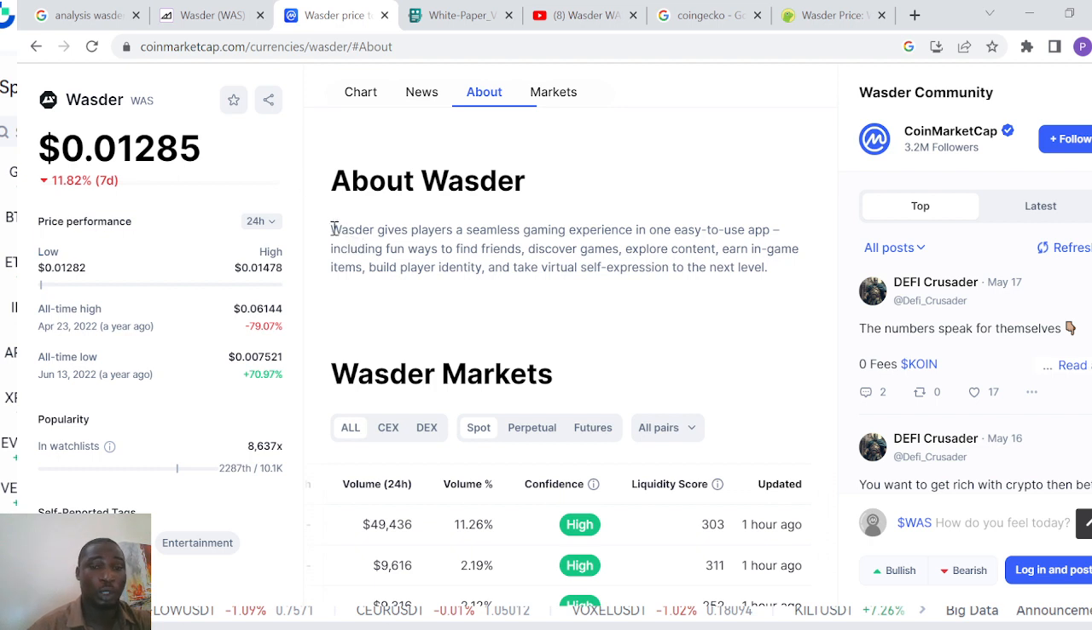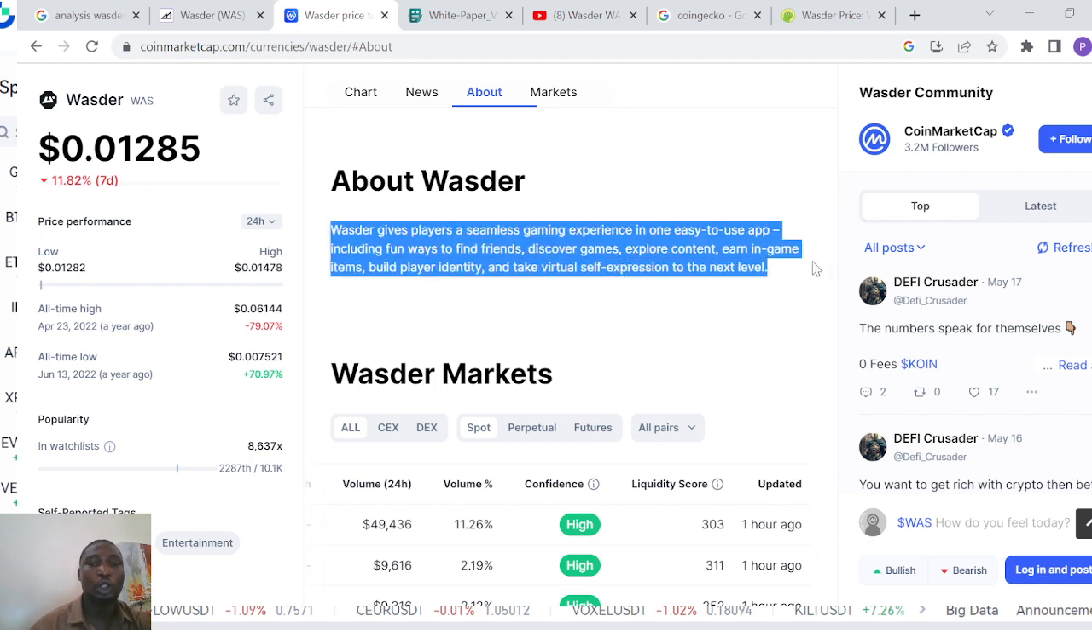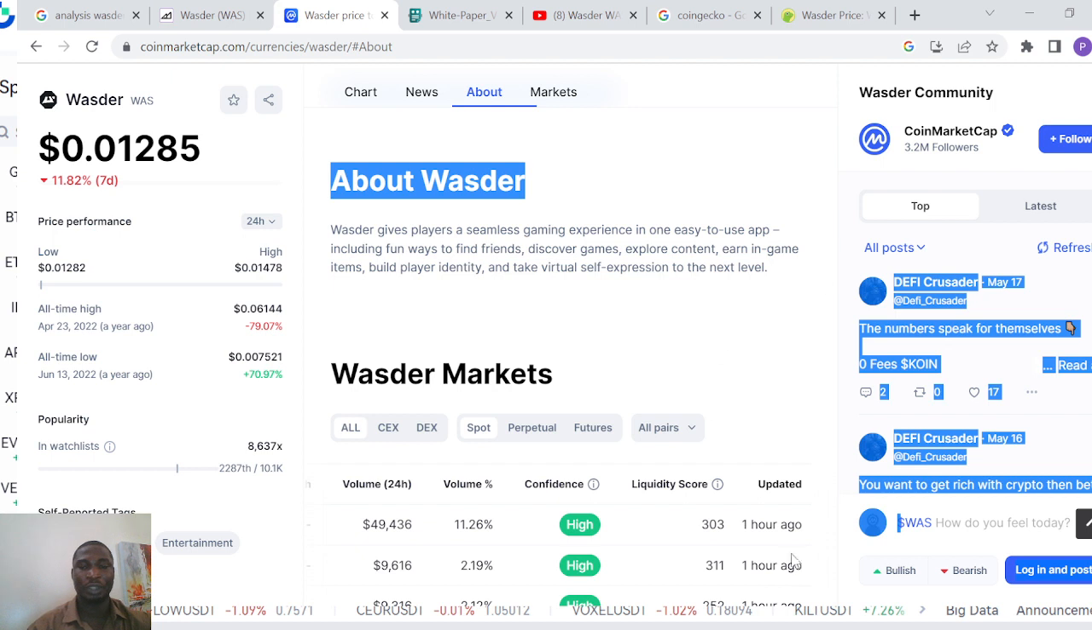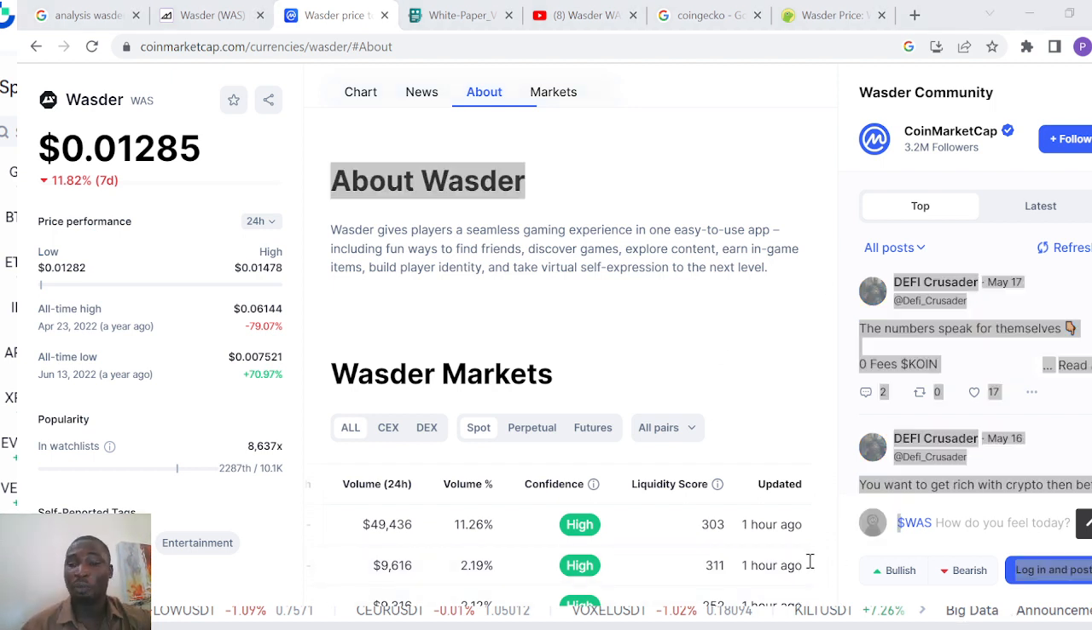And it gives the opportunity to take virtual expression to the next level. Anything that has to do with a game, a lot of people actually like the game. A lot of people like investing in it and making use of it. So all these are important points that we all need to take note of when talking about this token.